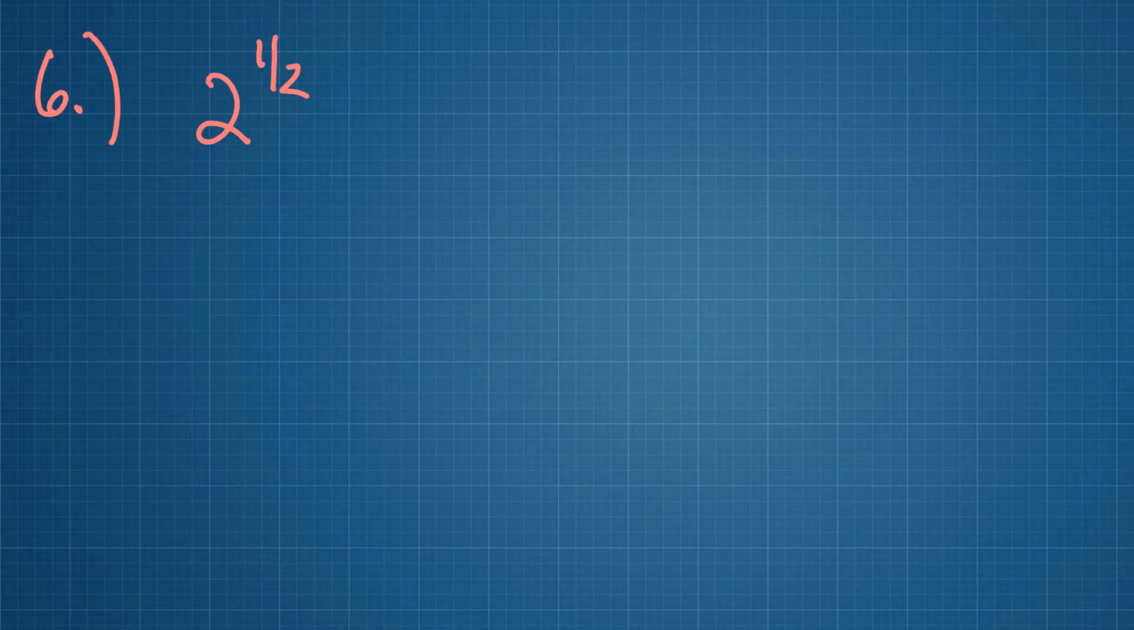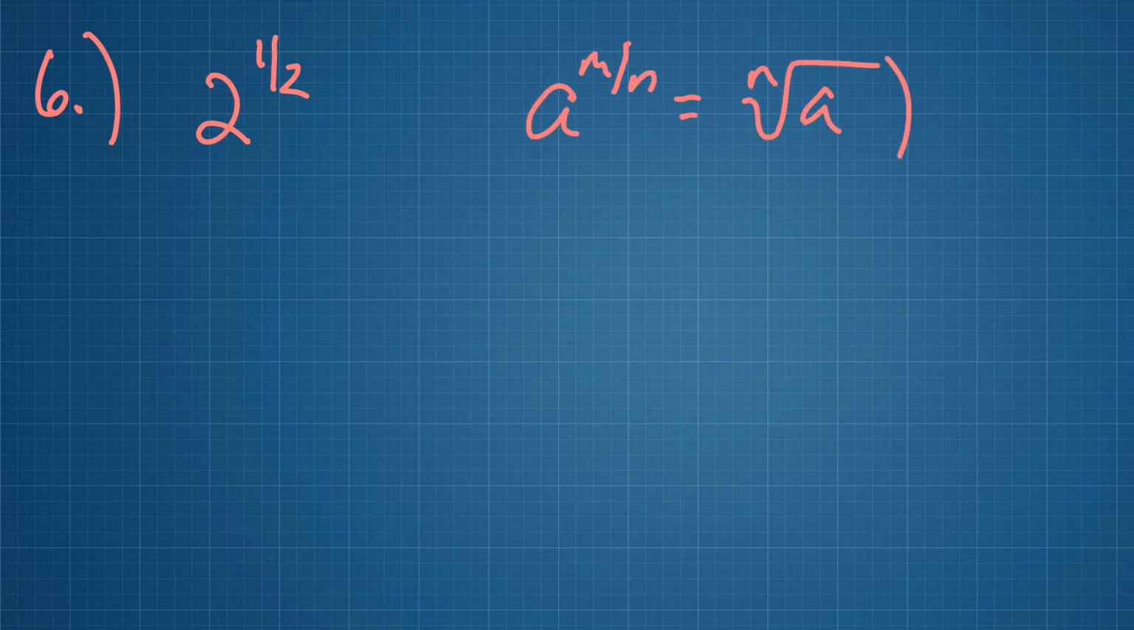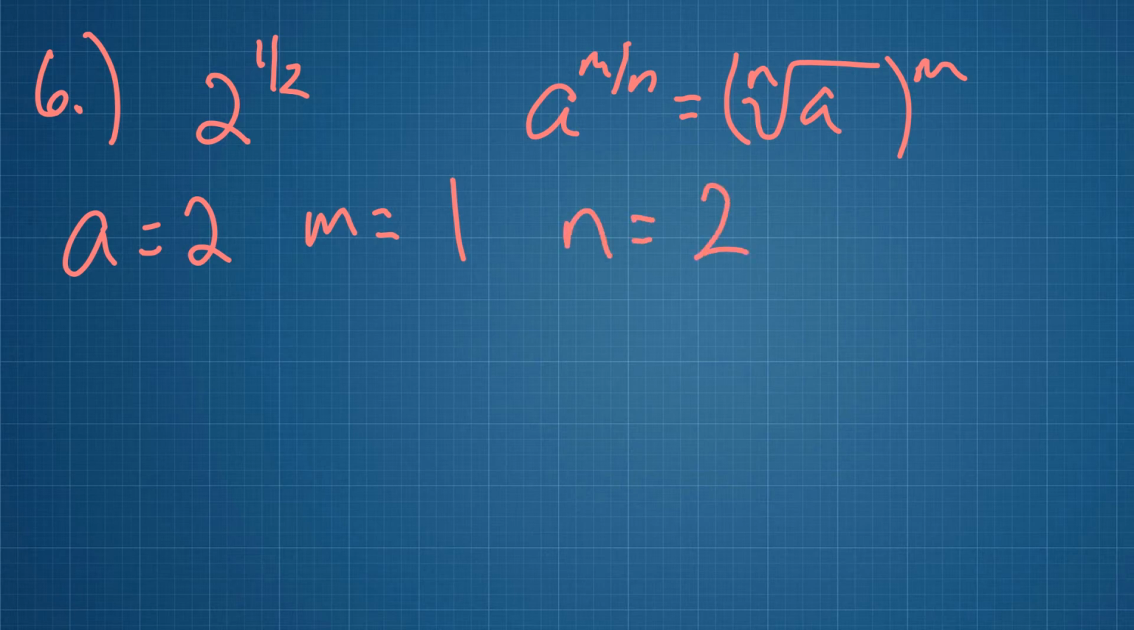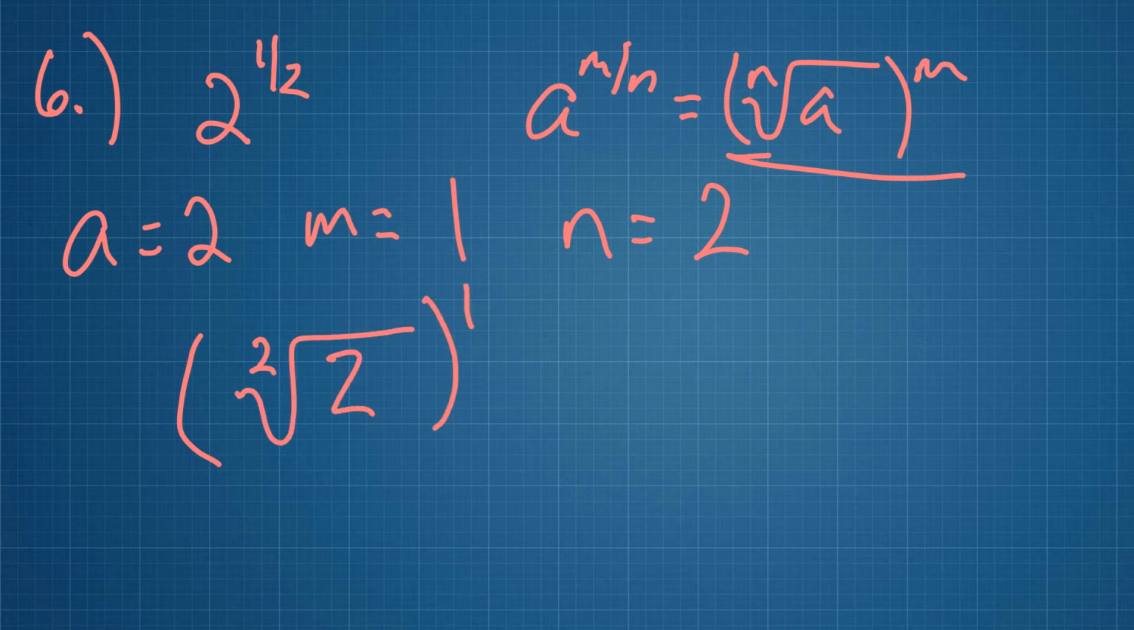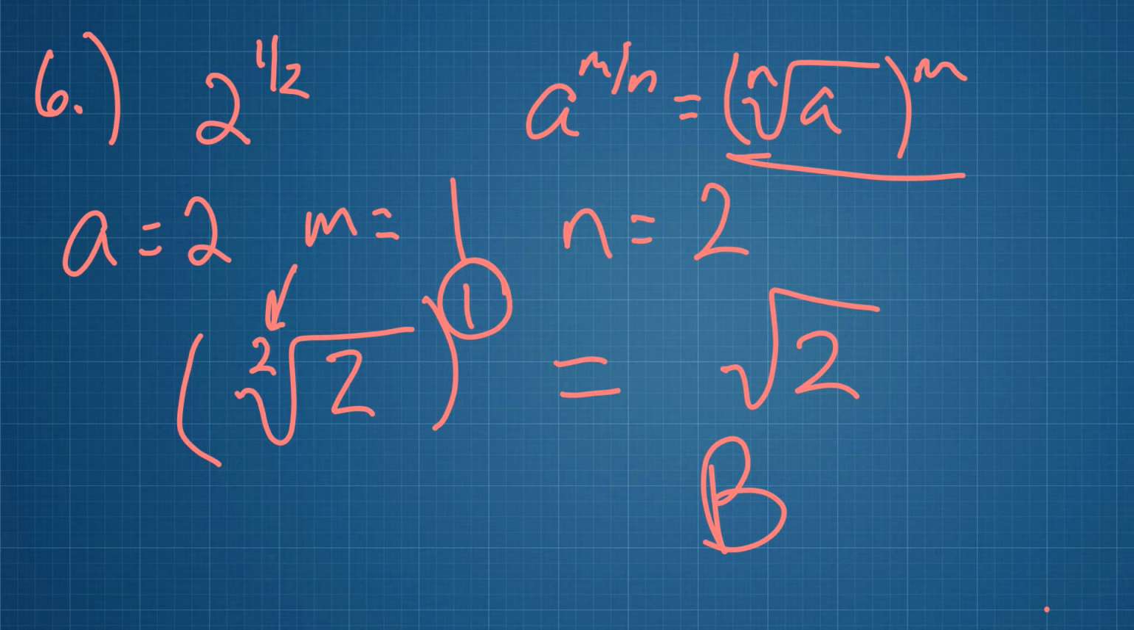And that's it. Alright, 6, we're using that same formula. A to the m over n equals the nth root of A, all to the m power. A is 2, m is 1, n is 2. Plug it in right here. So I have the square root of 2, all to the 1st power. Remember, the book's not going to write that 2, and also the book's going to simplify that because it's to the 1st power. It just simplifies to the square root of 2, which is B. And that's your final answer.